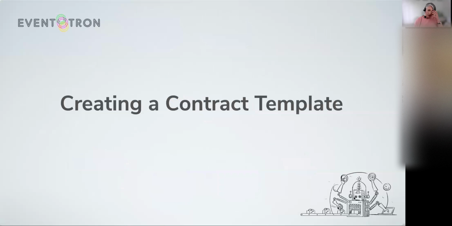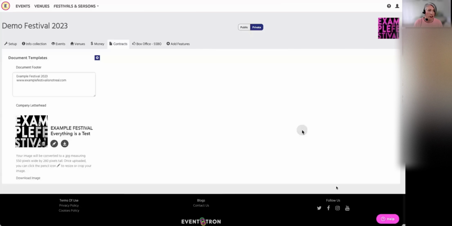So let's get started and look at creating a contract template. Just to give you an overview of contracting, it's an add-on feature in Eventotron. So when you set up a new festival or season, you won't see the contracts tab in your dashboards. It's a free add-on. You just need to request it to be activated. So you just need to get in touch with myself or Chris, and we can turn on that feature for you. So here we are in my demo festival dashboard, and here's the contracts tab.